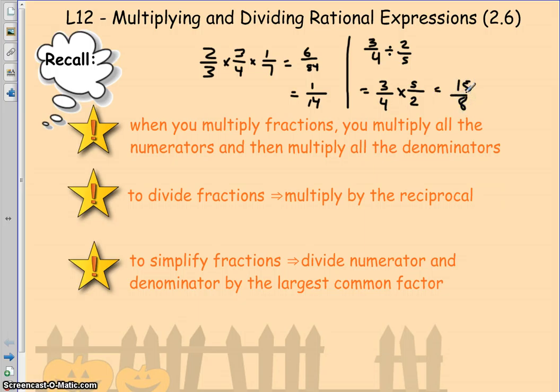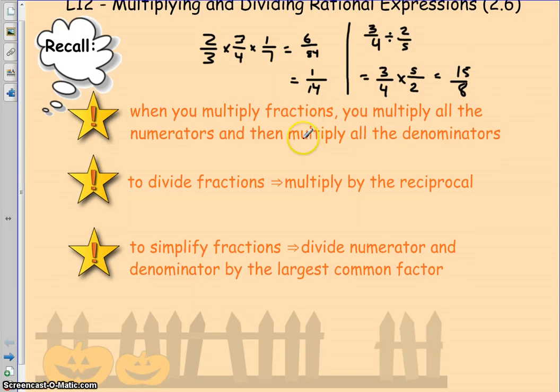Okay, and again, to simplify fractions, what you're looking for is to divide the numerator and denominator by the largest common factor. So here in this case, 6/84, we divided both top and bottom by 6. This one does not reduce any further, but again, if it did, we just find the greatest common factor between the numerator and denominator and divide it out.